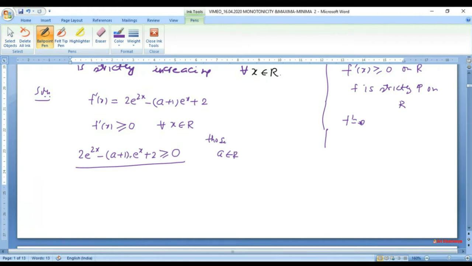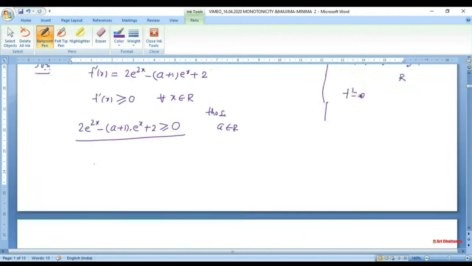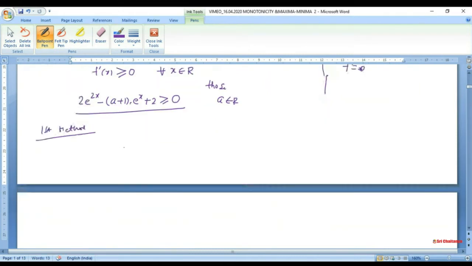So we can do one thing. The first method I will do is a really basic method, and the second will be much faster, but you must learn both methods. The first method is to look at it as a quadratic. If you write e to the power x equal to t, then this expression is g of t, which is 2t square minus (a plus 1) t, please pay special attention to it, plus 2.